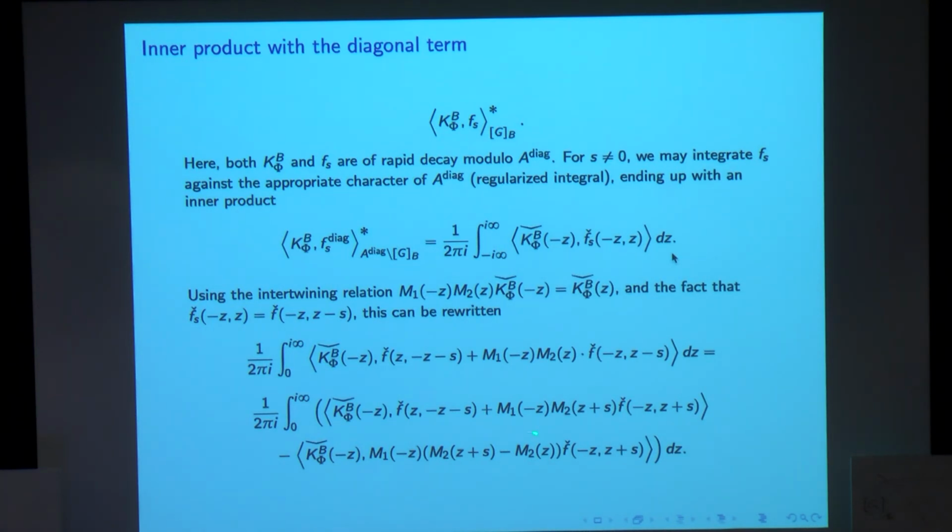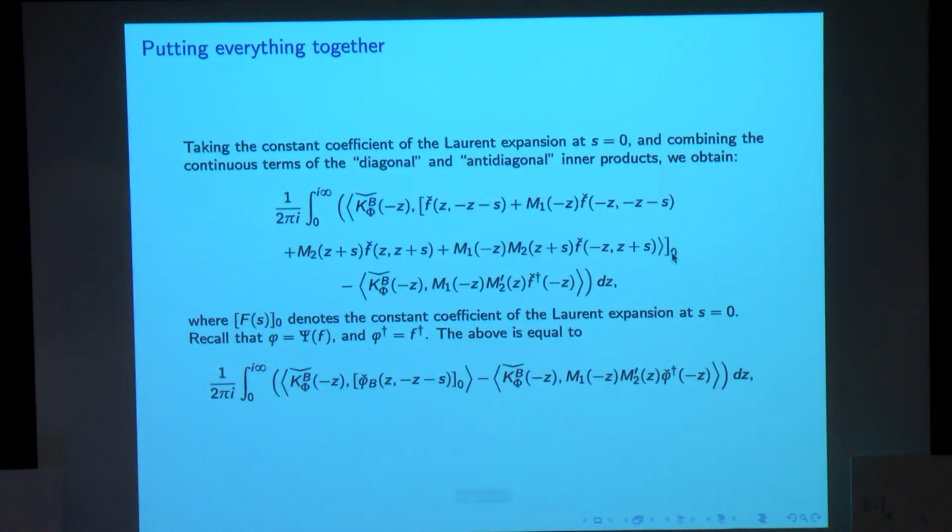Okay? And the reason is that these guys came from the other side. They came from the symmetries of this guy. So taking now the constant coefficient of the Laurent expansion, you do see the derivative, and you do see the constant coefficient of the Laurent expansion here, of this guy. This guy has a pole at s equals 0 because my F is asymptotically finite with respect to the given character.